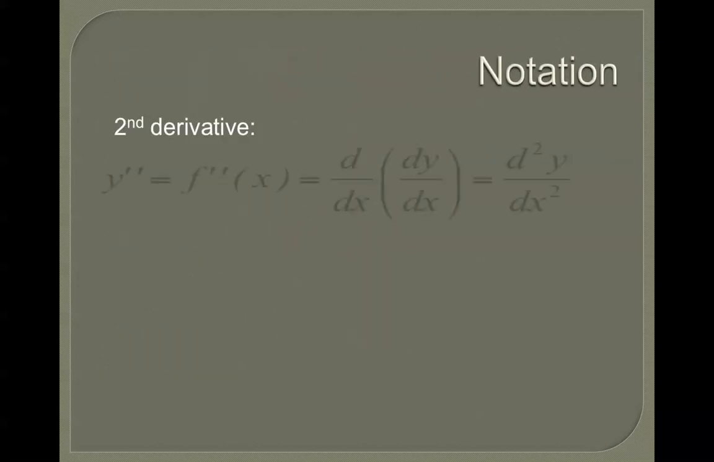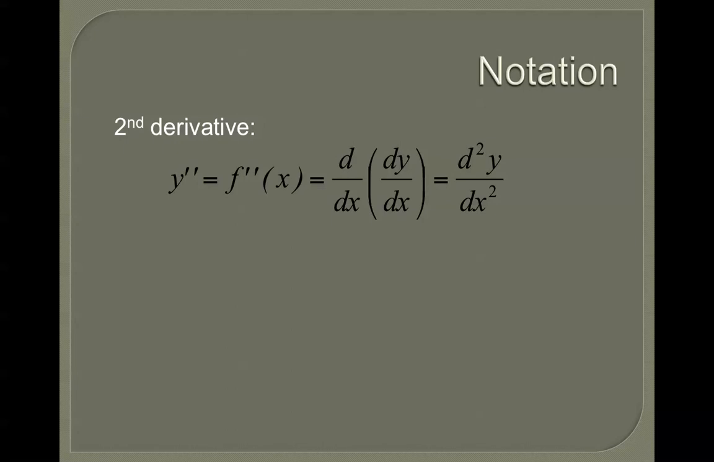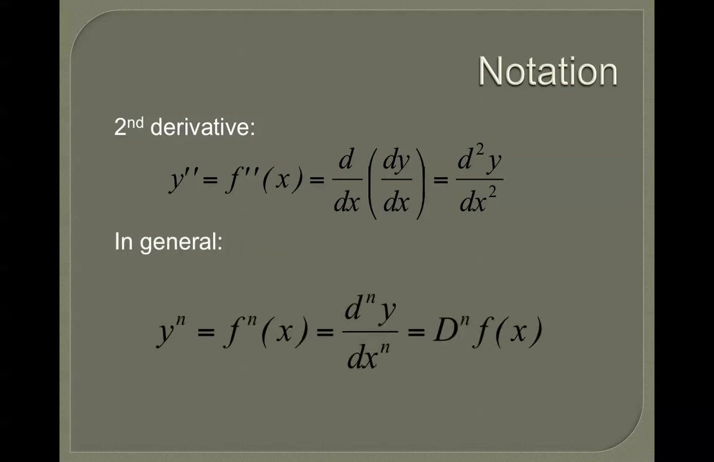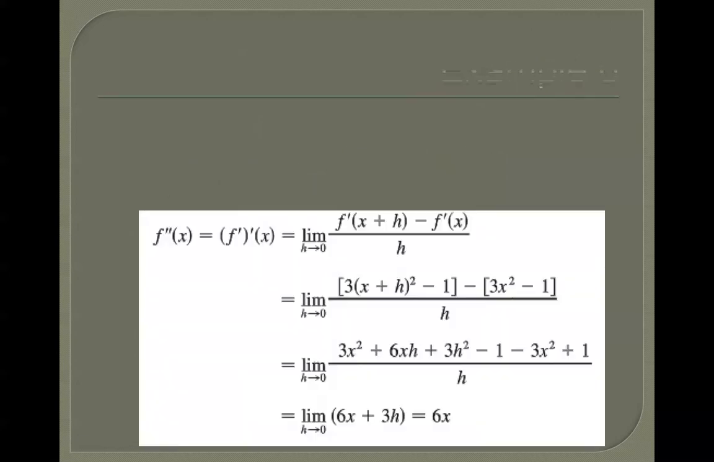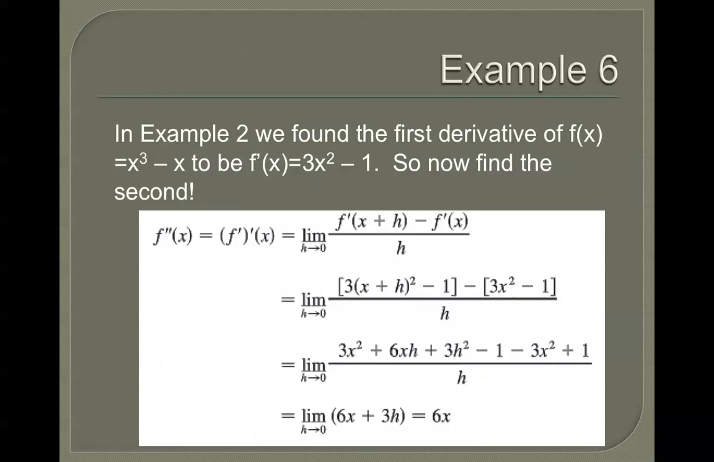So here's some notation for the second derivative. In general, this is true. Now let's find an example. In the first example, we found the derivative of x cubed minus x to be 3x squared minus 1. So now we can find the second derivative. And once we plug it into this formula and go through this formula ourselves, we get the second derivative to be 6x. Then again, if we really wanted to, we could find the third derivative. The third derivative would simply be 6, and then the fourth derivative would simply be 0.